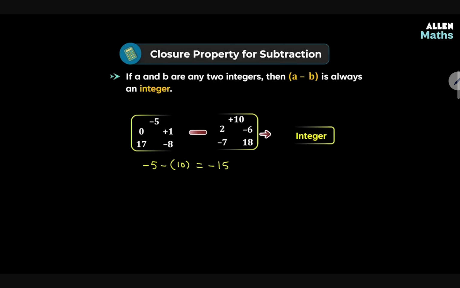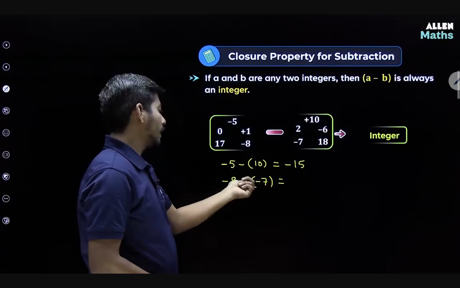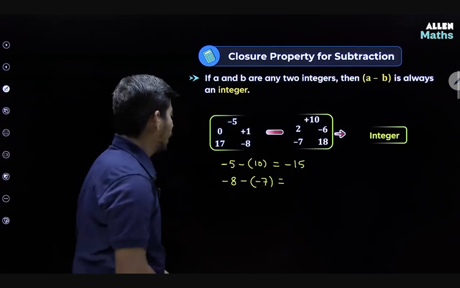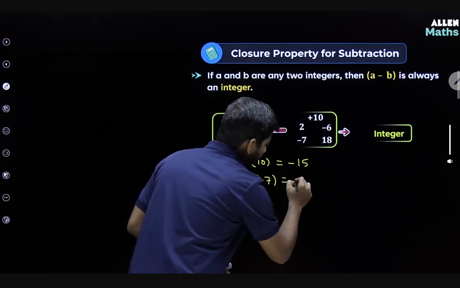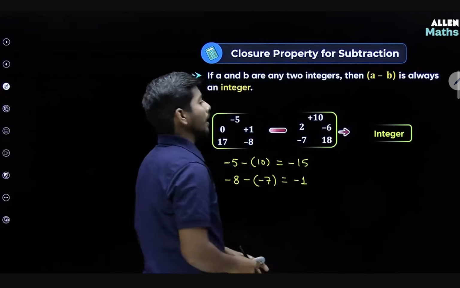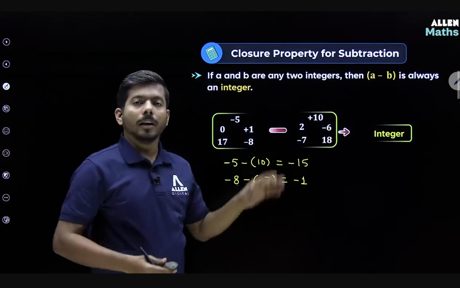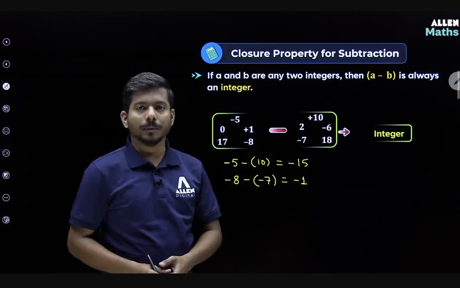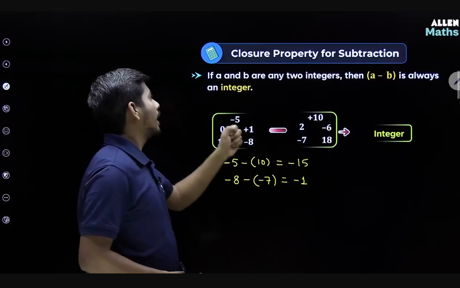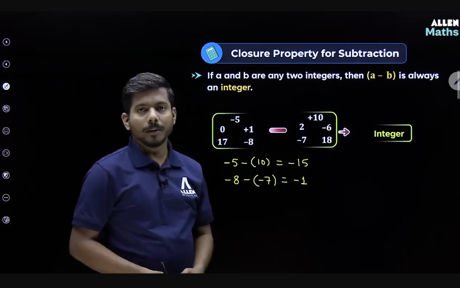We can take one more example here. Let's say negative 8 minus negative 7. If we simplify this, we know that the negative and negative will become positive. So the final result will be negative 1, which is also an integer. So if we subtract any two integers, we get an integer only. So we can say that it follows the closure property.